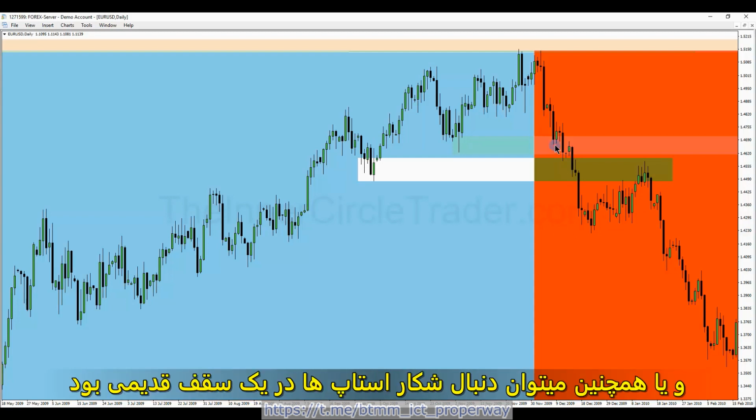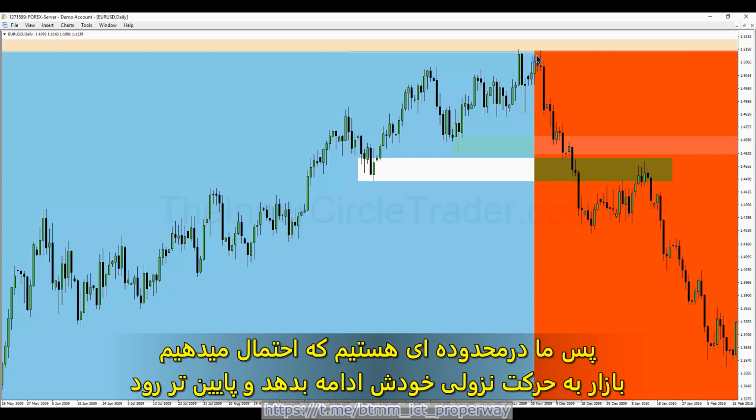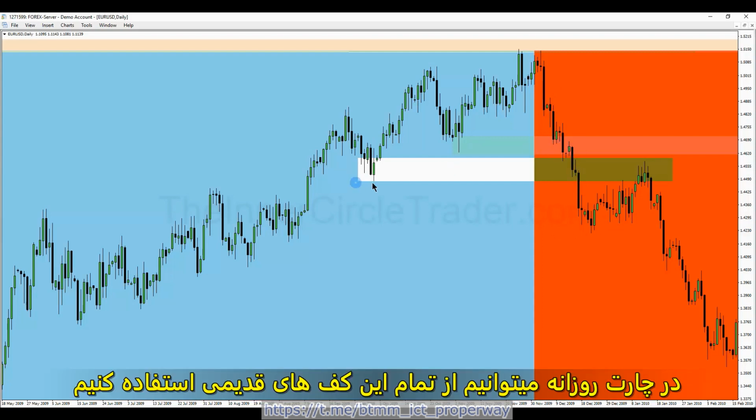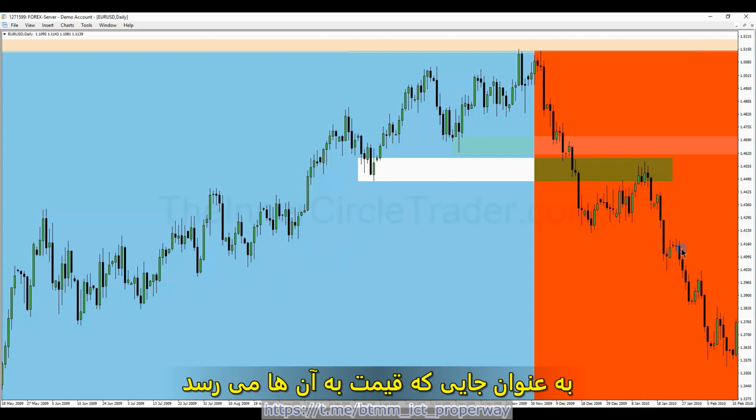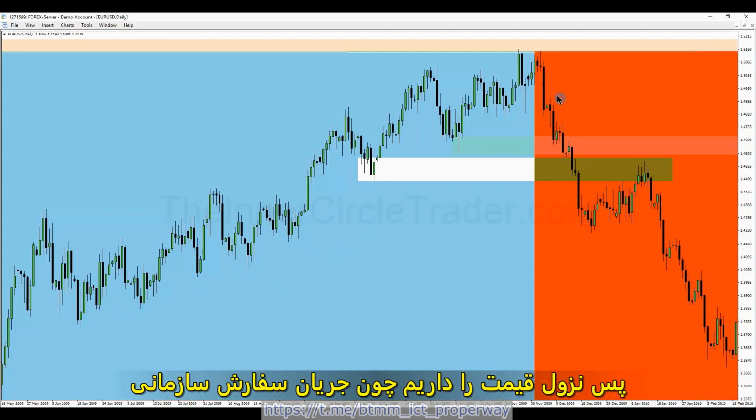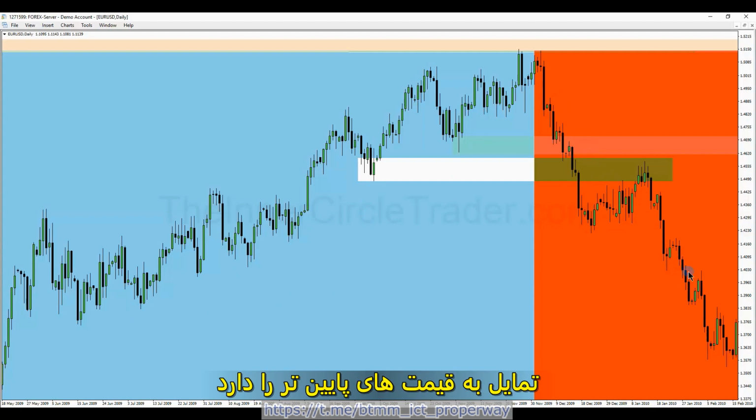Or you can look for a stop run on an old high. So we're in an area where we'd expect to see markets continuously moving lower. On the daily chart, we can be using all these old lows to see price reach for them or expand down. So institutional order flow is suggesting lower prices, especially from the monthly and the weekly. Now we're in a daily chart time frame when the institutional order flow should be weak or bearish.